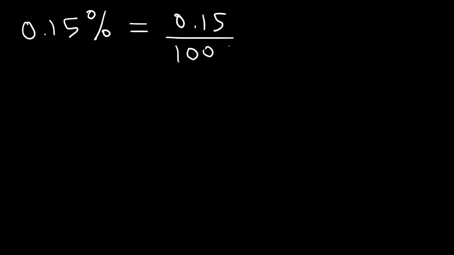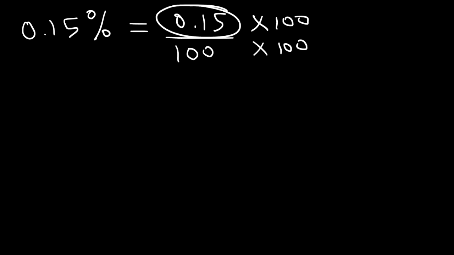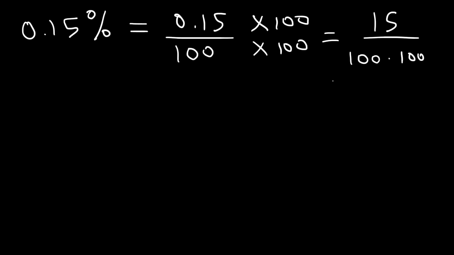Now 0.15 is a very small number. So let's make it larger by multiplying the top and the bottom by 100. Notice that 0.15 goes to the hundredths place. So to get rid of the decimal, you want to multiply by 100. 0.15 times 100 is 15. 100 times 100 is 10,000, but I'm just going to leave it as 100 times 100 for now.